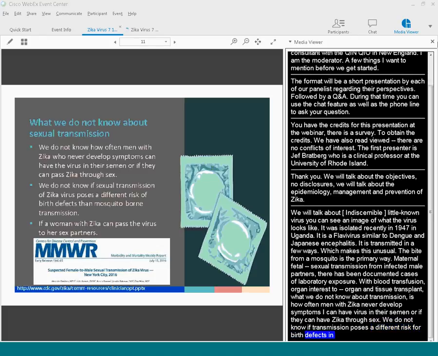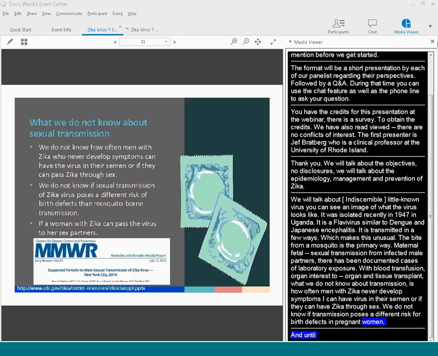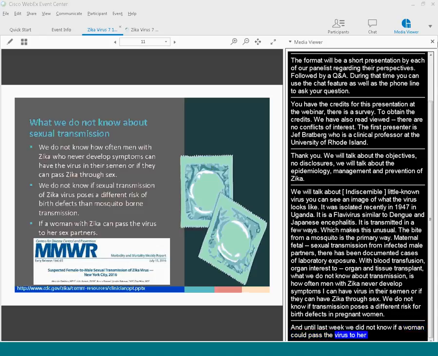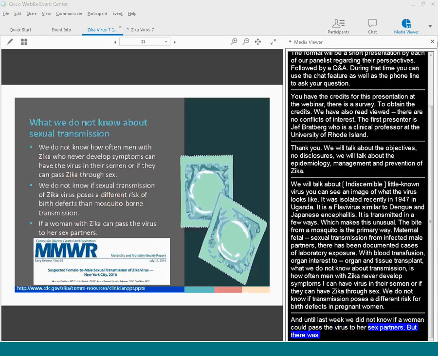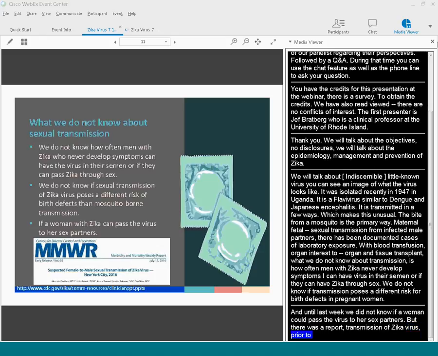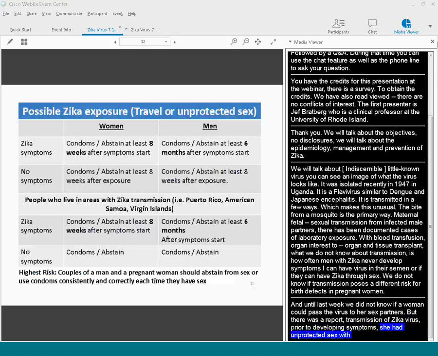And until last week, we didn't know if a woman with Zika can pass the virus to her sex partners, but our friends at the CDC published a report of suspected female-to-male sexual transmission of Zika virus in New York City. A 27-year-old female who traveled to a Zika area, and prior to developing symptoms, had unprotected sex with a male who then developed Zika, and she developed symptoms as well, and both tested positive.